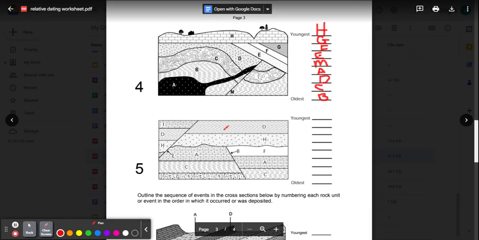So I'm going to say because D is over here and D is over here, that makes I younger. I has to be the youngest thing because that's the newest layer that got laid down, right? And then in order for I to get laid down, E had to have happened. So I and then E. And then I would say it's D. And then we got an H here and an H here, so we know it's H. Sorry for my D, that looks like an O. That's terrible.